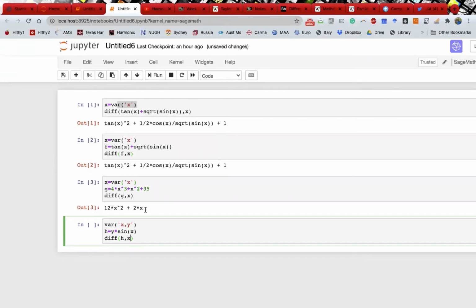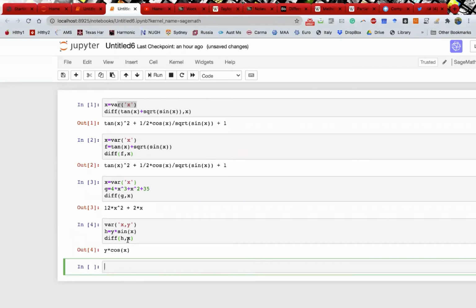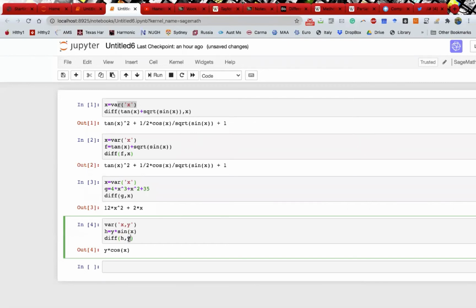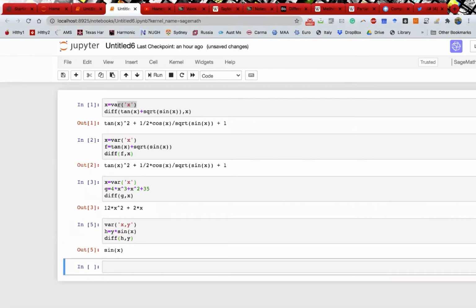So we have y times sine x. y is constant here, so it will be y cos x. So it works. What if I do it for y? It should be just sine x. Yeah, it's okay.